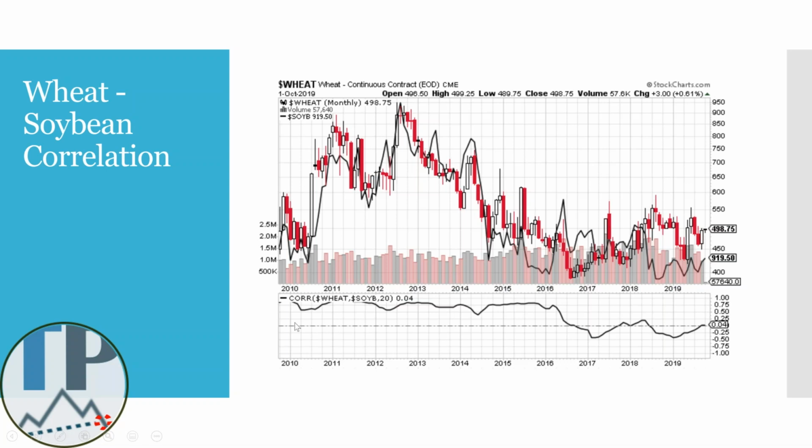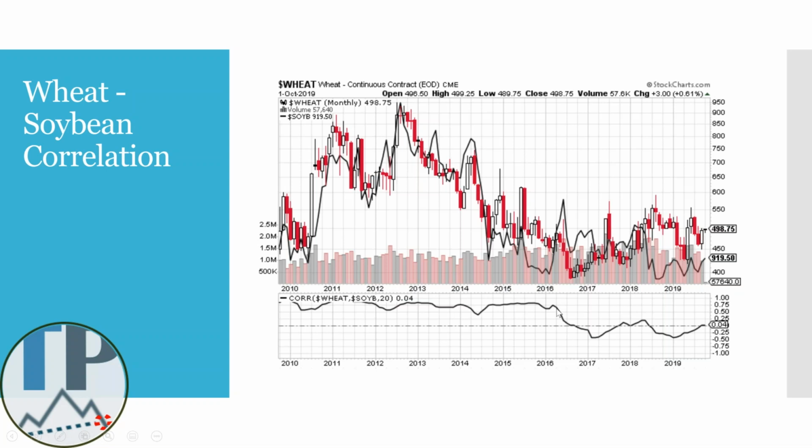Now in the lower plot, just beneath the price plot, you see this correlation chart, and on that correlation chart, you can see that prior to early 2016, the correlation between these two markets was actually rather high, at roughly 0.5 to 0.8 throughout much of the 2010 to 2016 period.